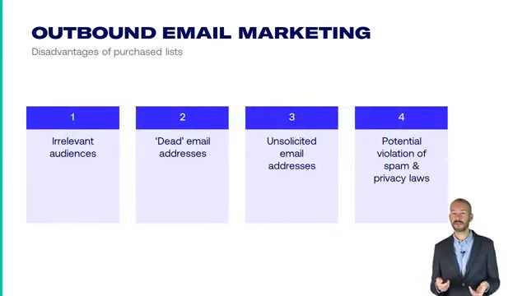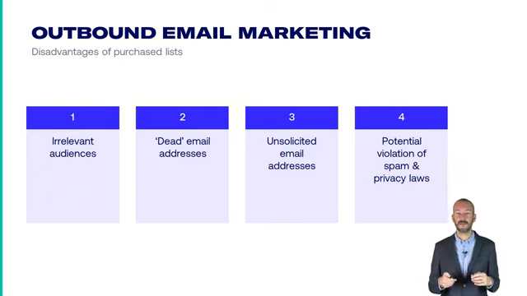So, what are some of the disadvantages of purchased lists? On this particular slide, we've got four items to think about. Irrelevant audiences. If your content is specific to a particular geographical area or to a particular industry or sector, or an age range, maybe a demographic cohort, for example, you want to make sure your content gets to the right person. That's extremely important. Your content has to get to the right audience.